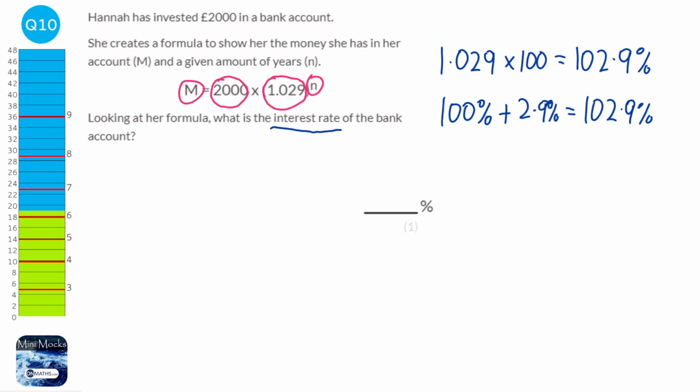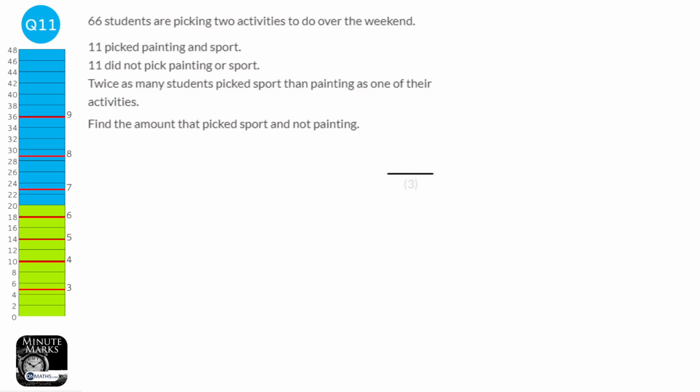So if I put £5 into my bank, I've got 100% of that £5, and then the interest rate is on top of that 100%. So our answer here will be 2.9%.